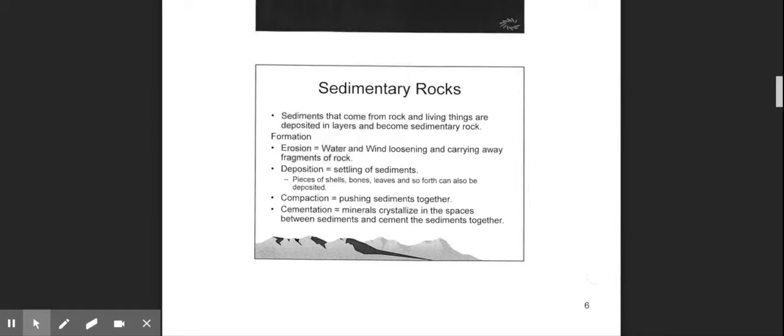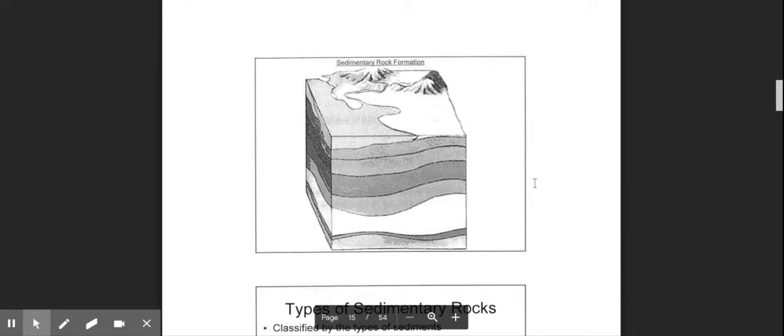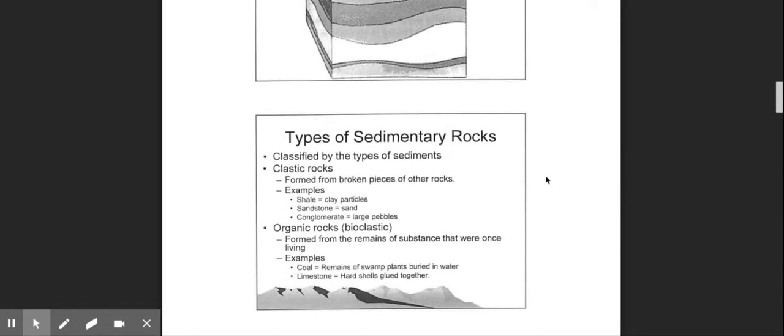Compaction is the squeezing together of the material, and cementation is when crystals are dissolved in water. The water will then evaporate, and the crystals will act as a glue and form the new rock. All right, so in this picture here, we're looking at layers of deposited sediment. The deposited sediment gets squeezed together because of all the weight above and gets glued together by the minerals. Now, there are different types of sedimentary rocks.